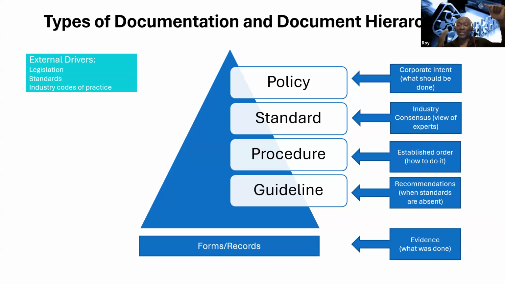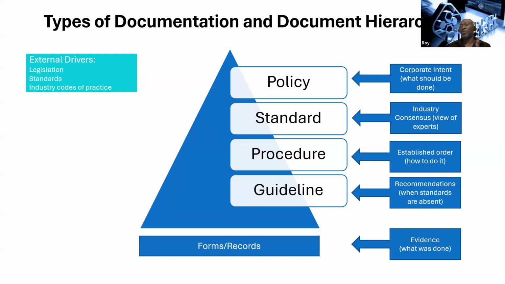So policy, direction; standard, how to do it. Procedure, standard basically is the view of experts, industry experts. Yeah, that's industry consensus. And then the procedure is how you want to do it in your own environment. Okay, you want to interpret what the experts say. You want to adapt it in your own environment.